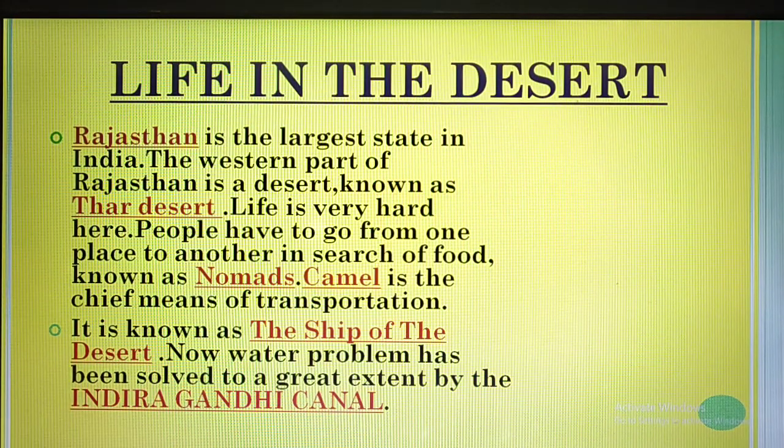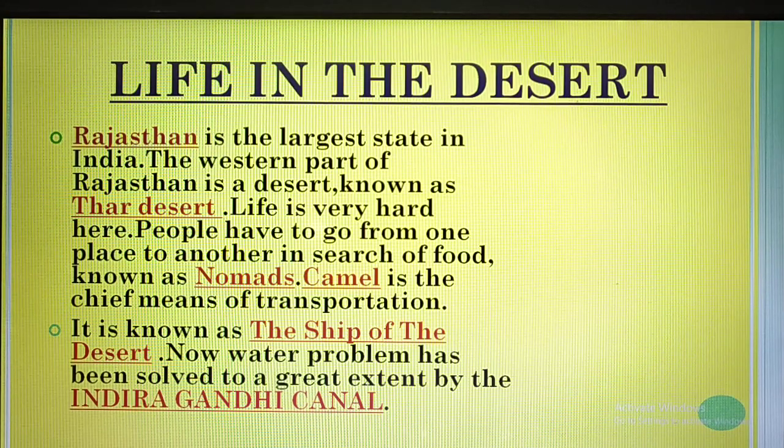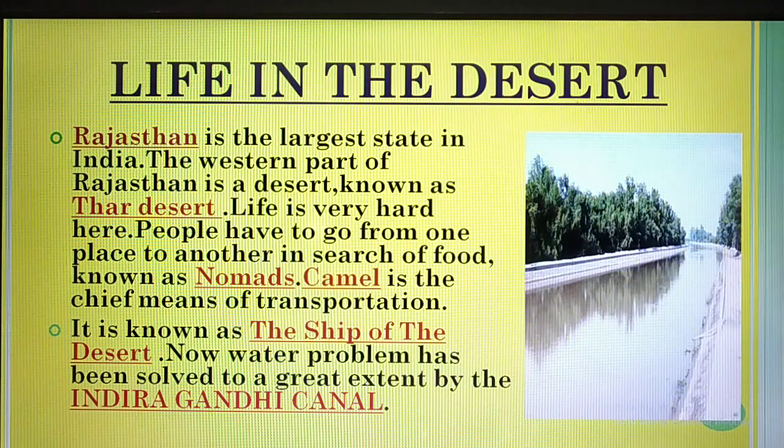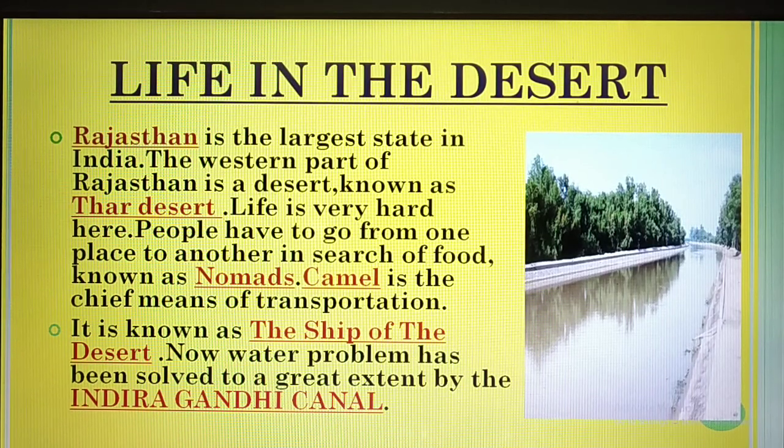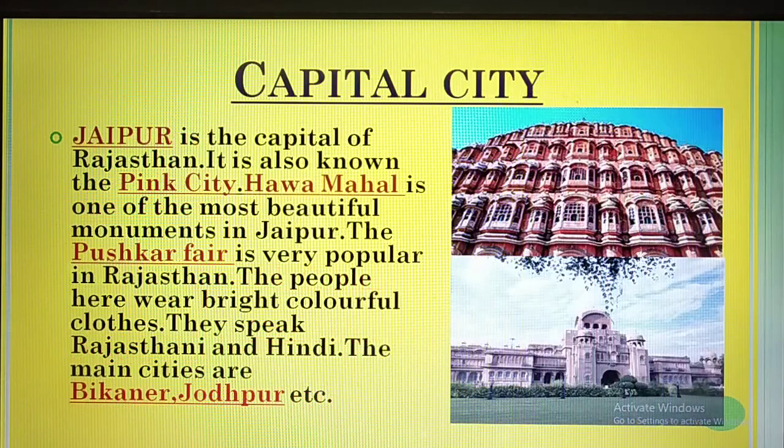Life in the desert. Rajasthan is the largest state in India. The western part of Rajasthan is desert, known as the Thar Desert. Life is very hard here. People have to go from one place to another in search of food, and are known as nomads. The camel is the chief means of transportation. It is known as the ship of the desert. Now the water problem has been solved to a great extent by the Indira Gandhi Canal.